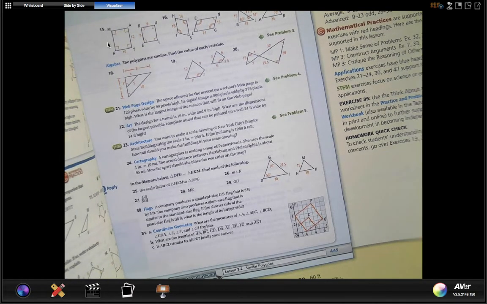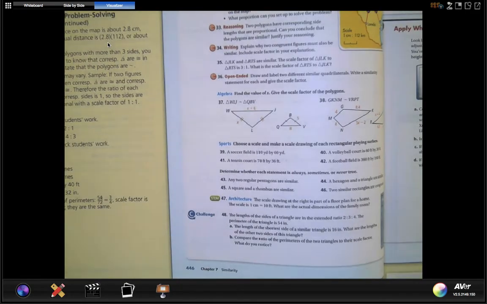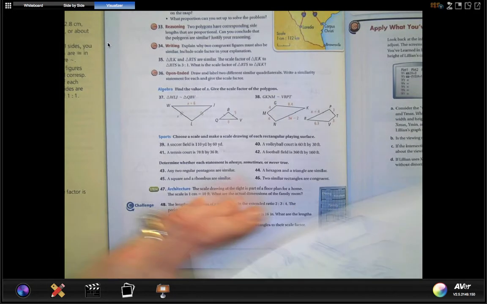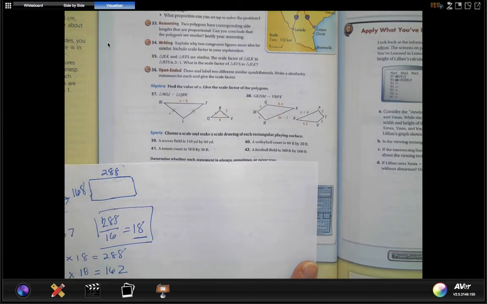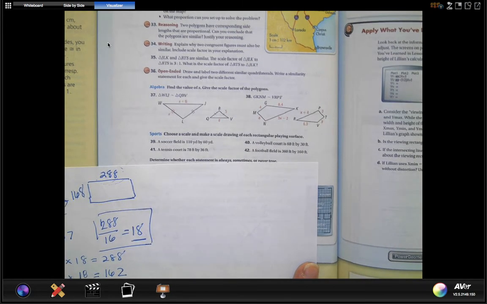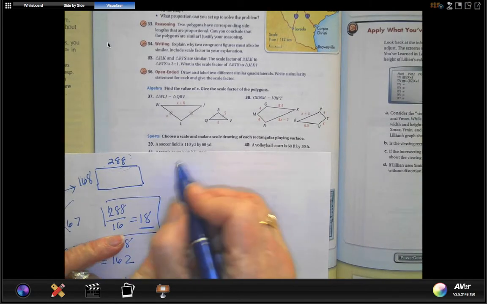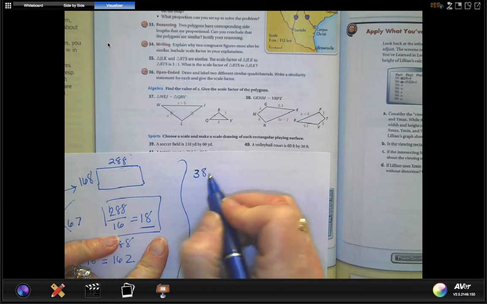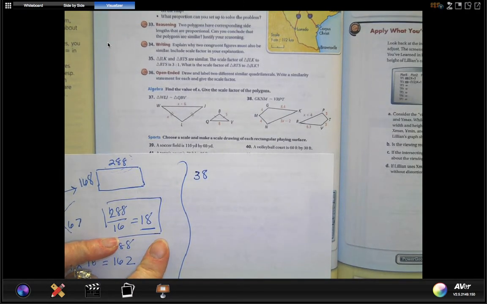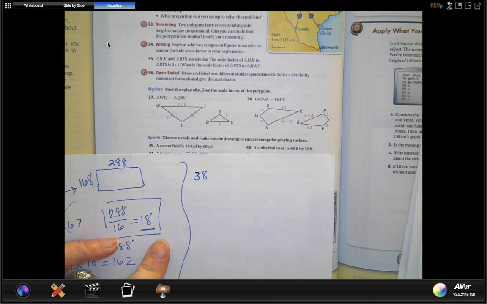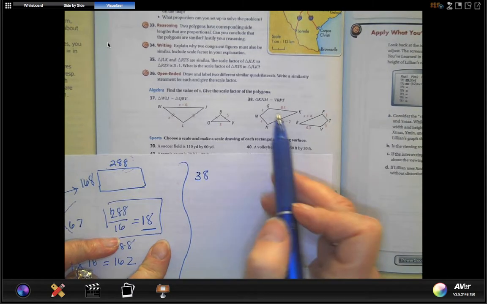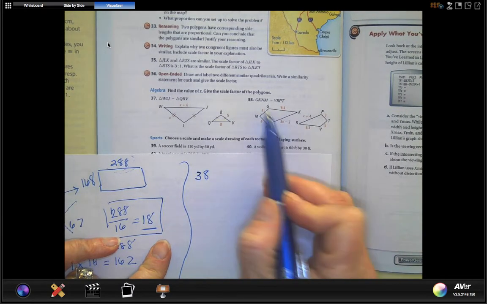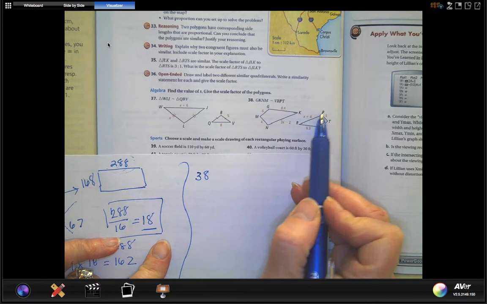All right, and then I'm also going to look at 38 with you. So for 38, we want to figure out x, and then we want to give the scale factor of the polygons. So for 38, I would, again, look at the letters up here. So NK lines up with PR.